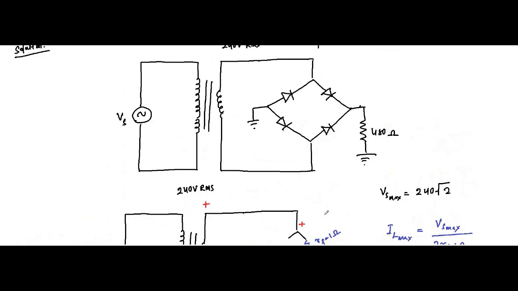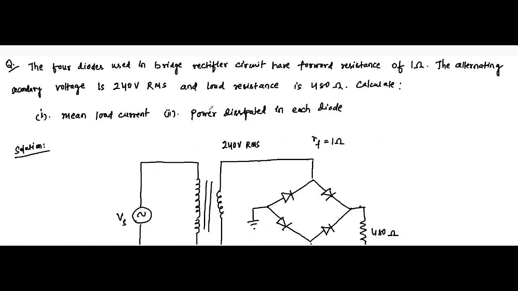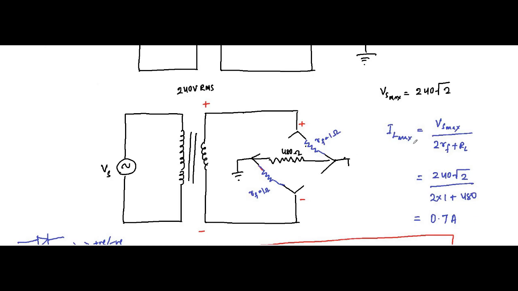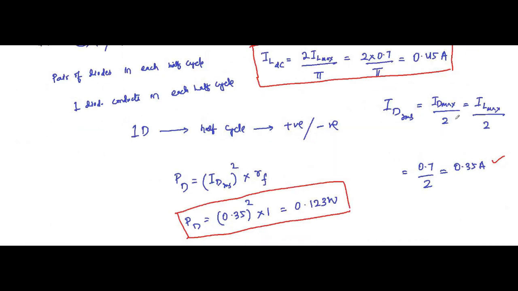Okay, so here you have to understand, it is not the power dissipated through the load resistance. Here it is the power dissipated in each diode. That's why we used this formula, the RMS formula, which is similar to that of the half wave rectifier. Here you don't write it as ID max by √2, then it will be wrong, because we are considering only one diode, not the entire bridge rectifier circuit. Okay, so this is the solution.